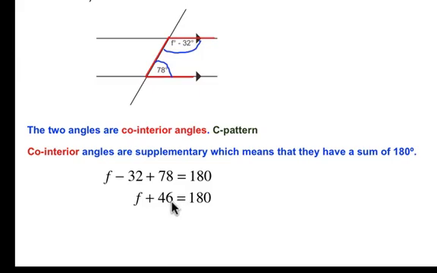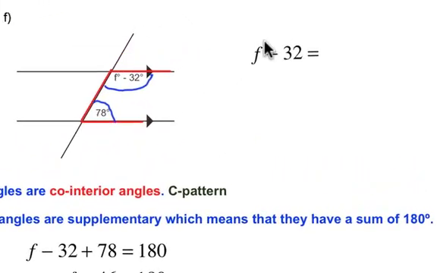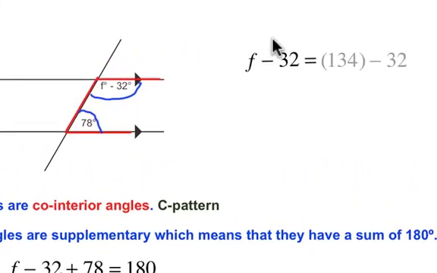So now what we can do is subtract 46 from both sides, and we get f is equal to 134 degrees. So now what we're going to do is sub in our answer, which is 134 degrees for f, and what we find is that f minus 32, when we sub in f equals 134, we get 134 minus 32, which works out to be 102 degrees.